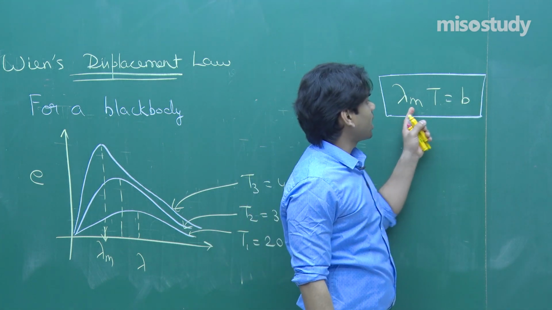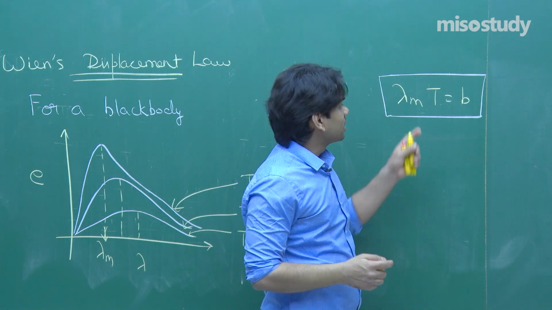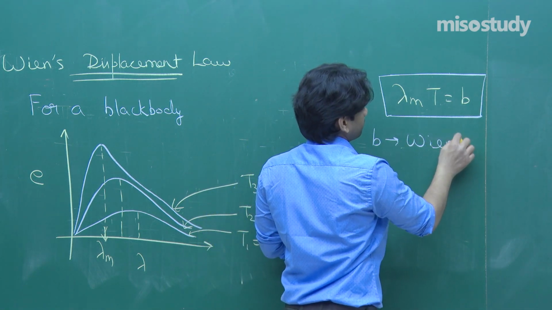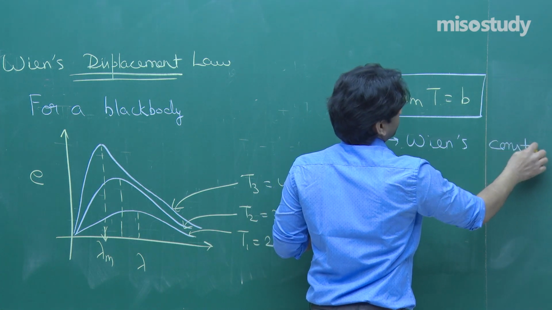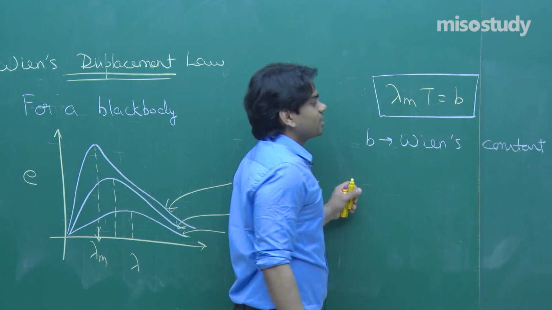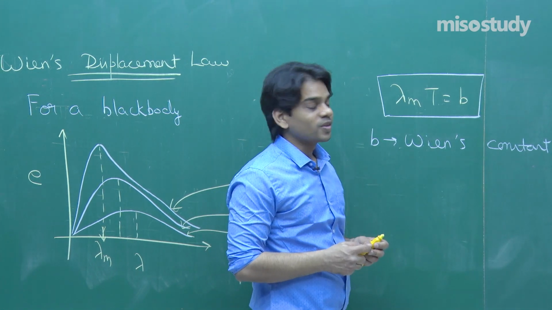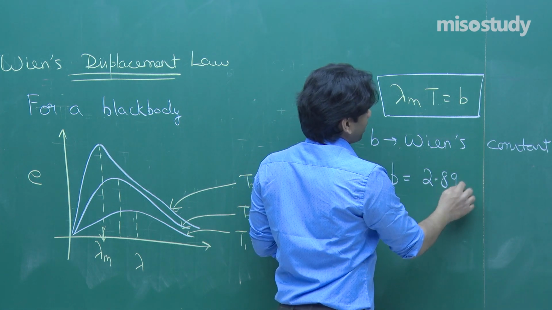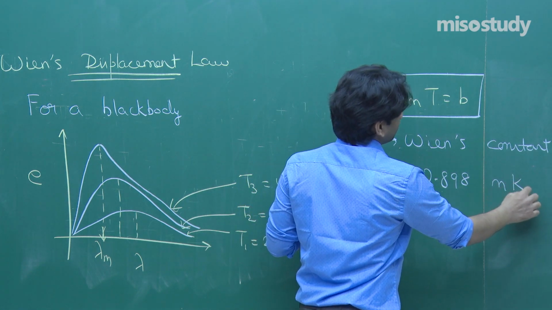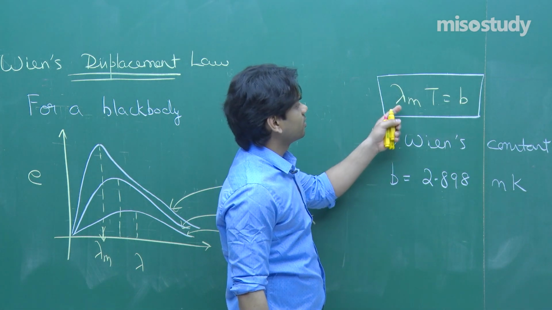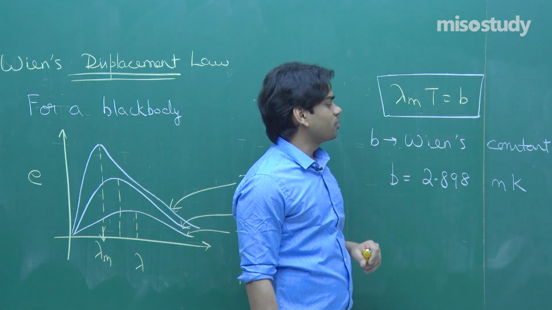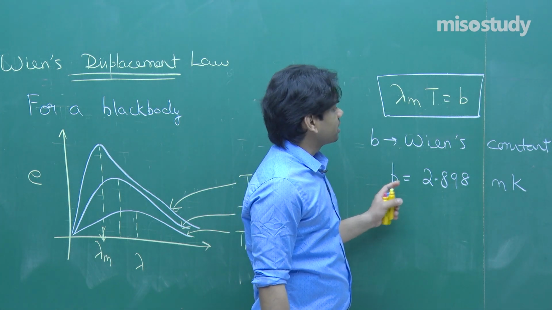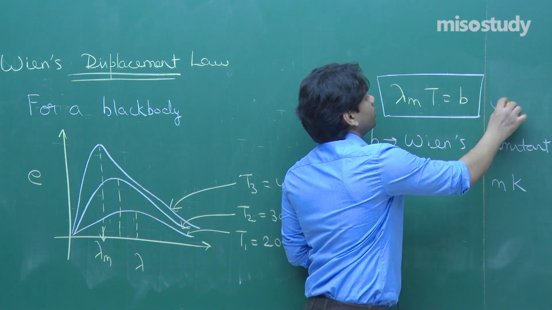So we got this: lambda m into T is equal to B. Now here B that I have used is the Wien's constant. This has got a value. Now let me give you the value of the Wien's constant, that is 2.898 meter Kelvin. You can see here the lambda unit will be meter, temperature will be in Kelvin, so 2.898 meter Kelvin is the unit of the constant that has been used here. This equation is known as Wien's displacement law.